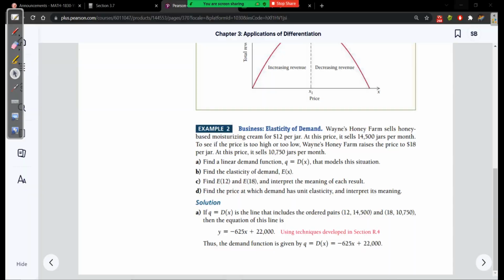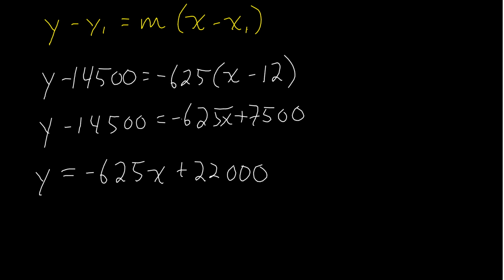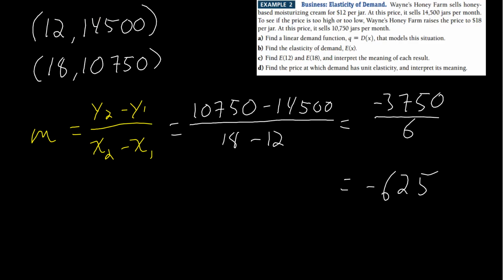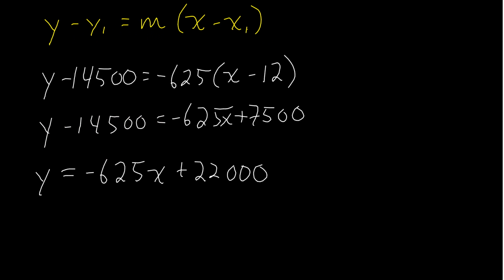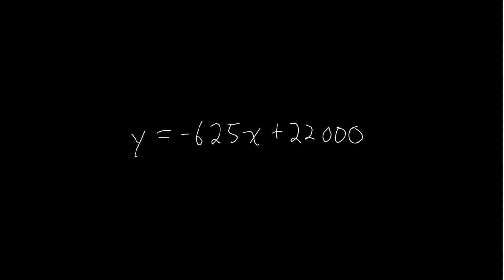If you need a refresher on that, obviously I have the other videos on the channel, but it says using techniques developed in section R4, so review 4, go back and check it out, and you'll be caught up with this method. So anyways, this is our equation, and pretty sure that was it for A. We had to find the linear demand function, which we did, and for B, we're going to find the elasticity of demand. So let's put this on the next page and denote it as B. So for B, we need to find the elasticity of demand.